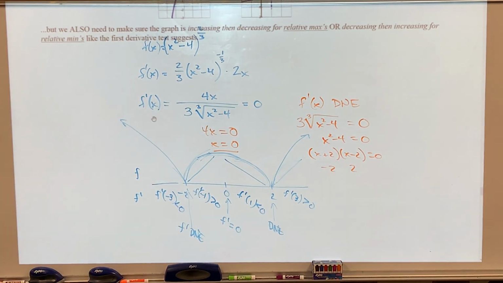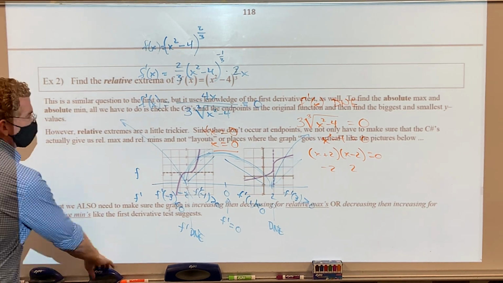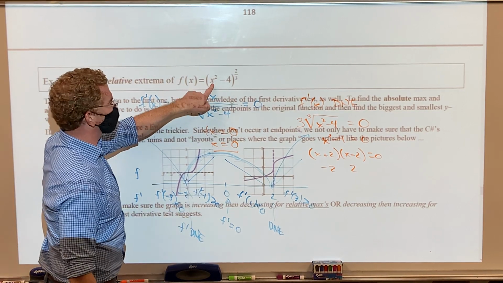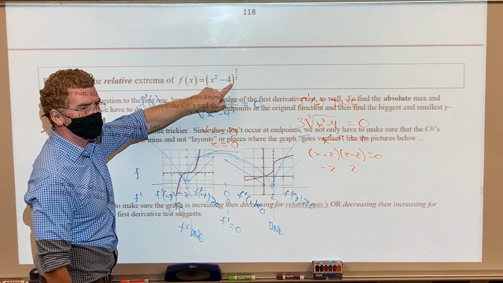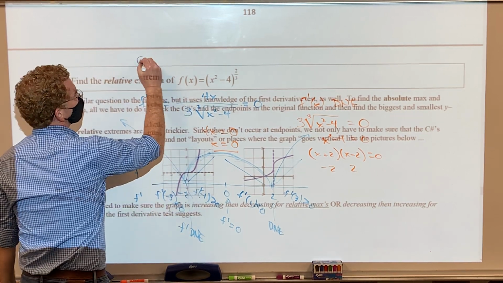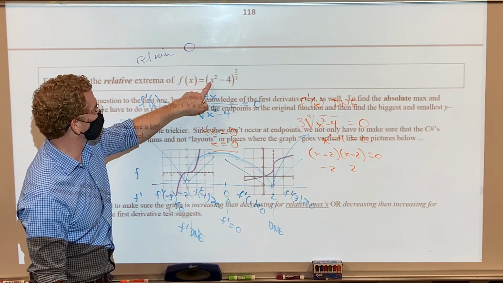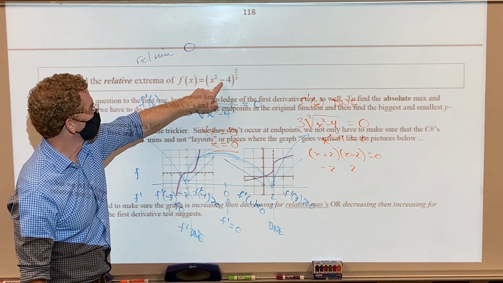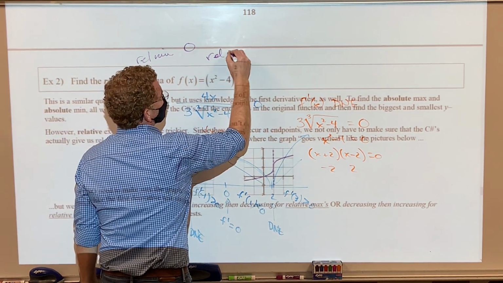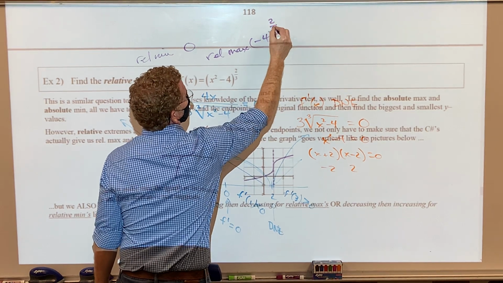So we'll just say, all right, if I plug in -2, and this may be a mess, don't worry about simplifying it. If I plug -2 into there, what do I get? 4 minus 4 is 0. So I have a relative min of 0, and if I plug a 0 in there, what do I get? -4 to the 2/3. Okay. Relative max at -4 to the 2/3 power.